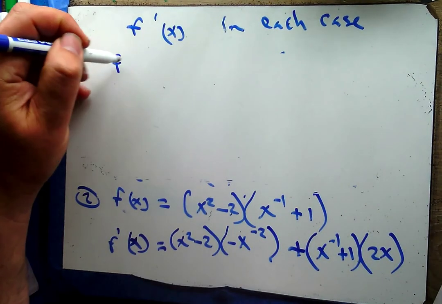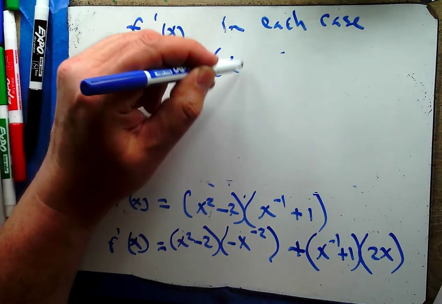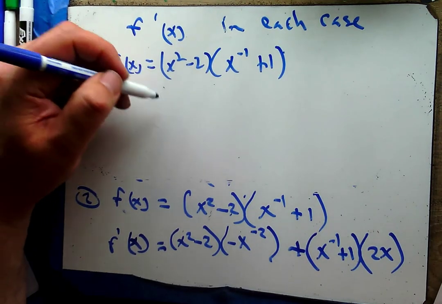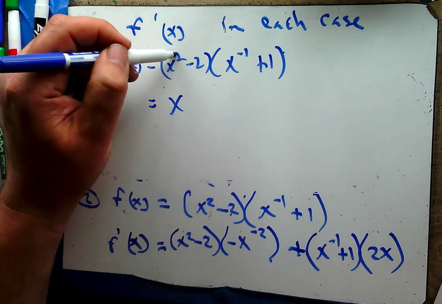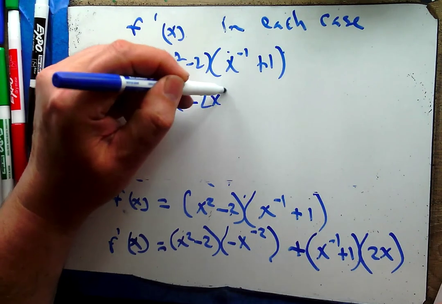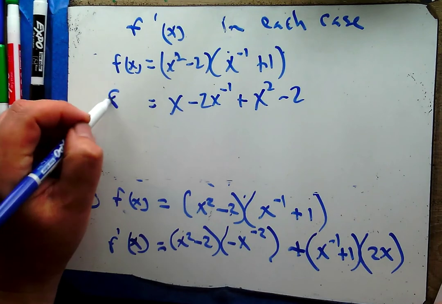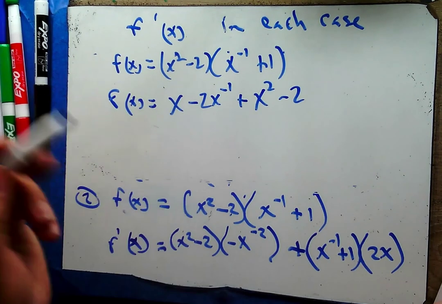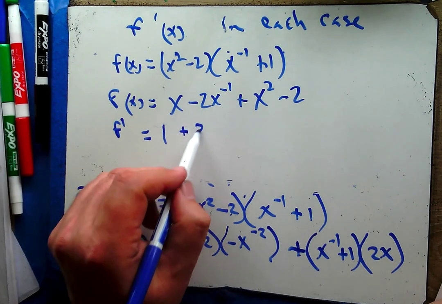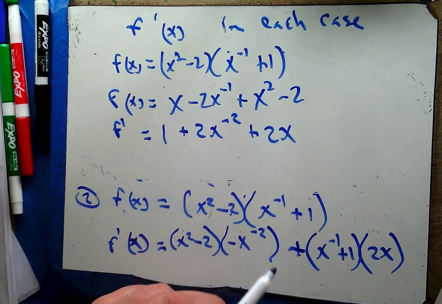This is f of x. F of x equals x squared minus 2, x to the minus 1 plus 1. So what if we do a little algebra here and turn this into x, because I'm multiplying these, 2 plus negative 1 is 1, minus 2x to the minus 1, plus x squared minus 2. This is f. Well, great, I FOILed it out, and now I just take the derivative of each piece. 1 plus 2x to the minus 2 plus 2x, derivative of a constant is 0.